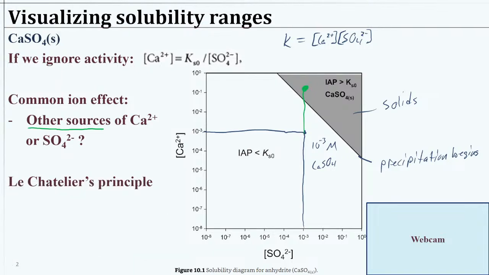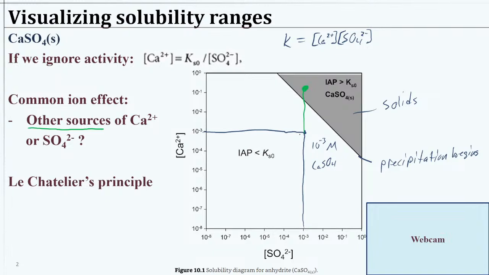Likewise, we've got Le Chatelier's principle. That's just meaning we can push these equilibria one way or the other. So if we did go above it, we're going to start precipitating until we get back down to a point.